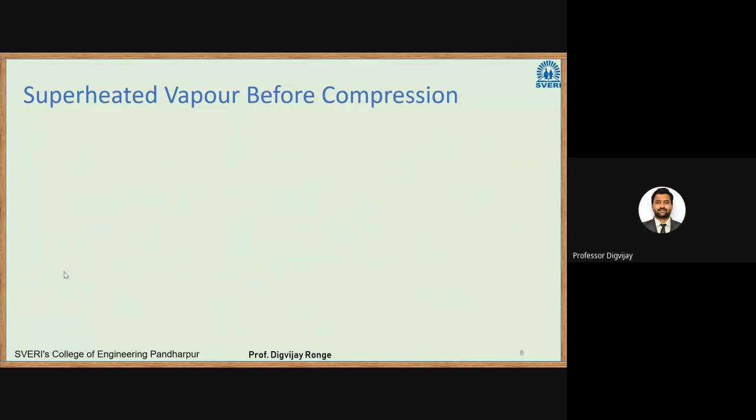Okay, so next is superheated vapor before compression. I hope many of you have already imagined how that diagram will be. At the entry of the compressor, the refrigerant will be superheated. First I will draw the pH diagram, so pressure versus enthalpy.